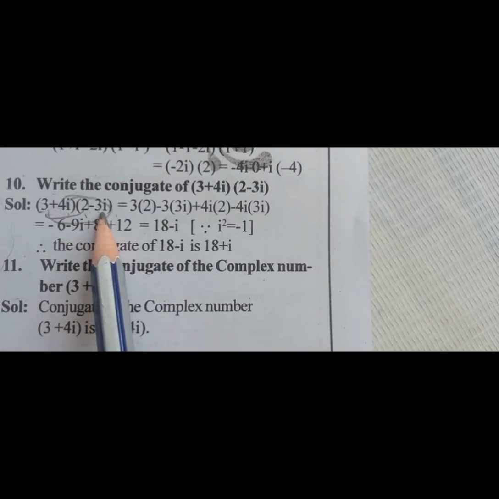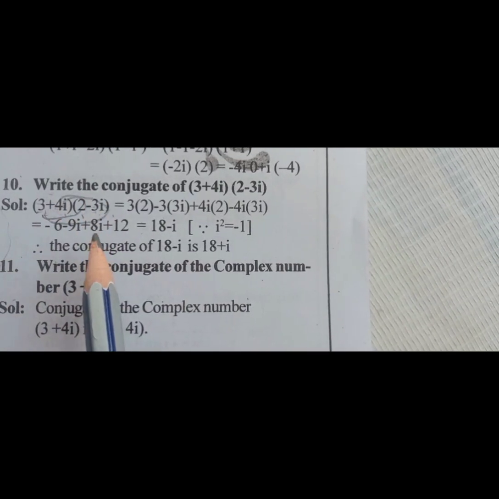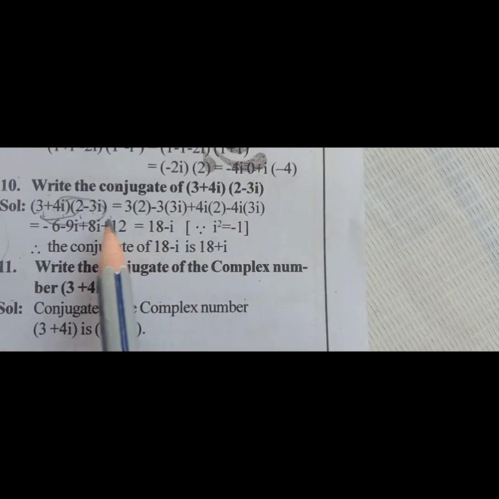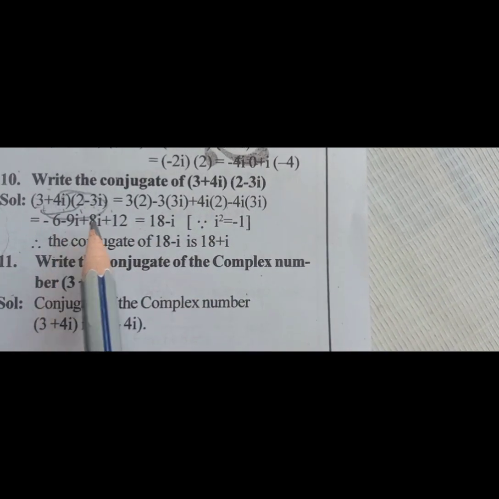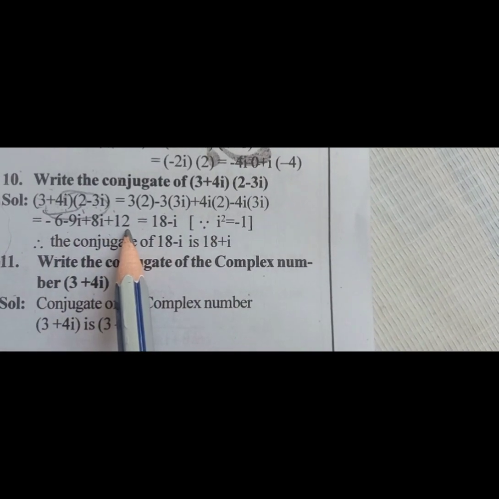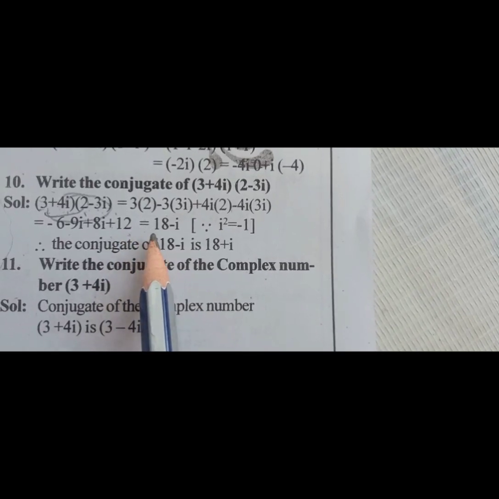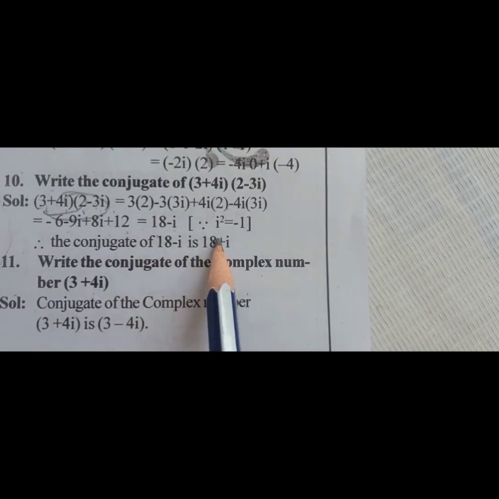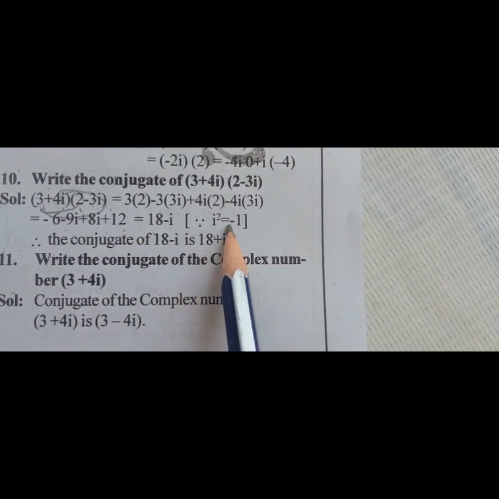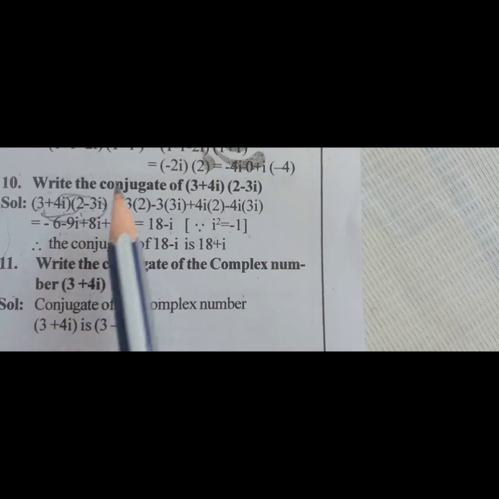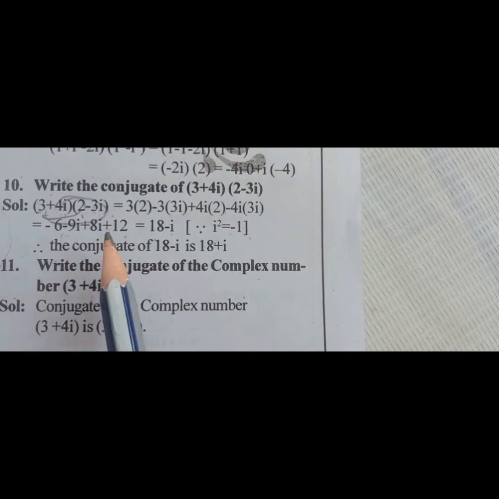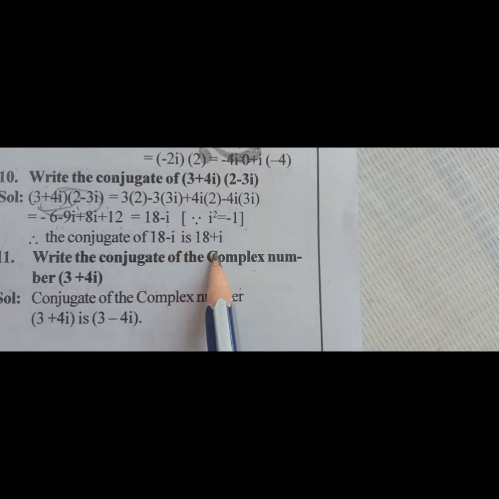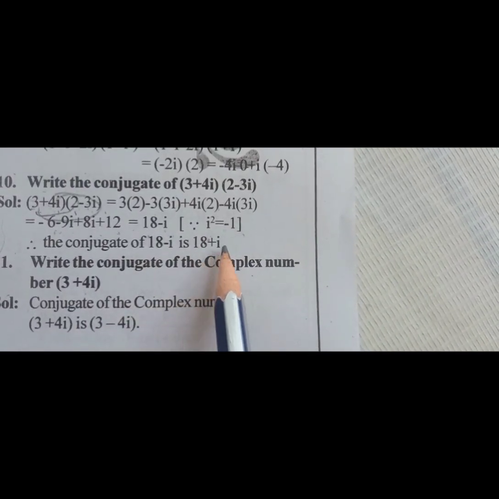12 into i is i square. i square value is minus 1. Minus into minus is plus. Then 6 plus 12 is 18, minus 9i plus 8i equals minus i. By taking i square value as minus 1, we get the value. For conjugate, we replace plus as minus and minus as plus. 18 minus i is replaced by its conjugate, 18 plus i.